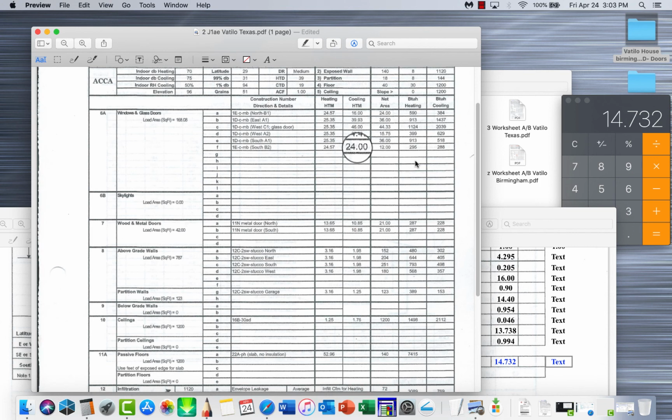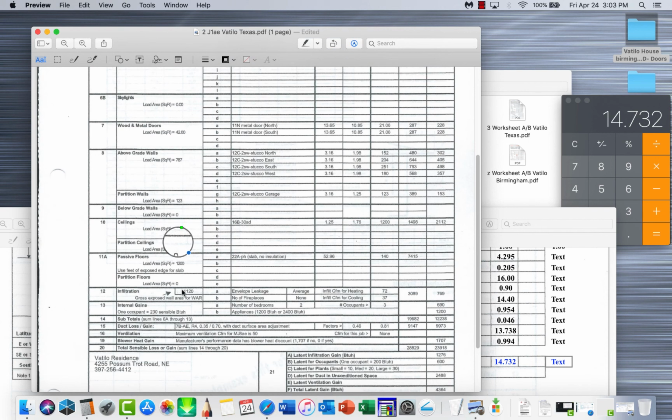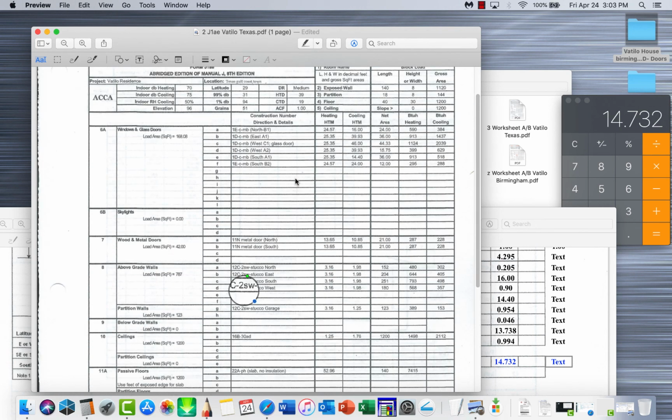Like I said, in the next video, I'll start on doors, and we'll start working through worksheet D, which is a lot of your opaque surfaces, like your wooden doors over here, above grade, partition walls, ceilings, floors, and so on. And then eventually we'll get to infiltration and duct lossage in the remainder of the videos. But just make sure you follow along with this. And in the next video, all this information will be filled in.